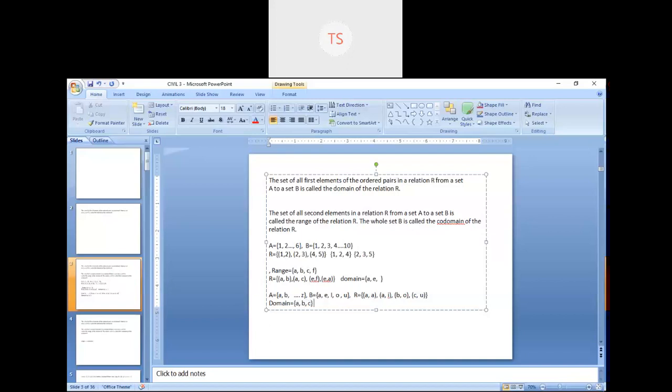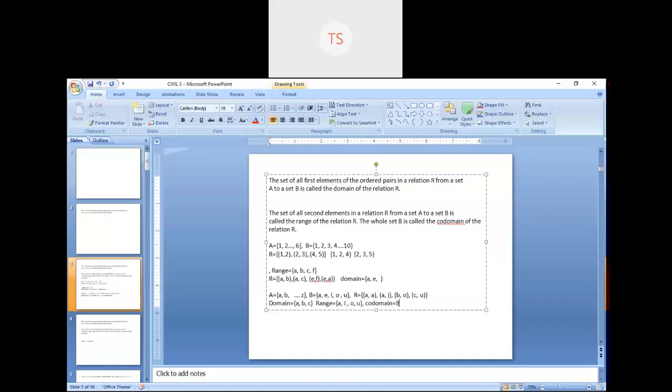So the domain is A, B, C. The range is A, I, O and U. And the codomain is equal to the whole set B. So I think all of you are clear about this concept, domain, range and codomain.